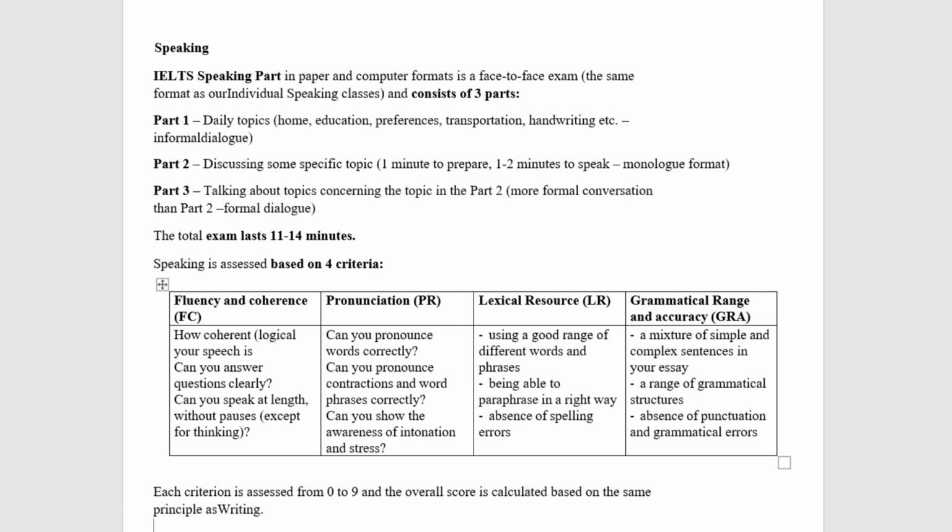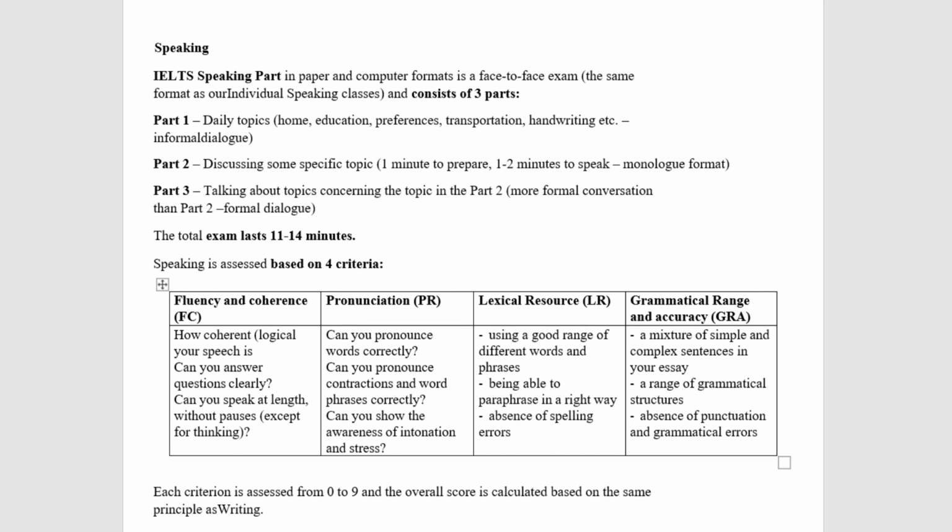Of course, it also affects the pronunciation part as well, because do you pronounce words correctly? Do you use some contraction, stress, intonation, and so on? So showing awareness of them is very important. And the speaking test is also assessed according to the 9 band scale. So it's assessed from 0 to 9, and in total you will get the average of 4 sections.